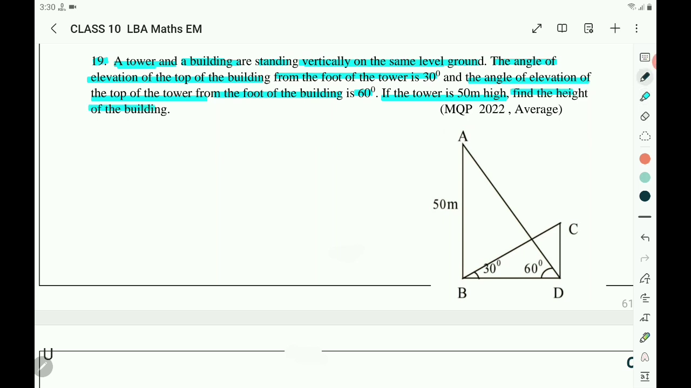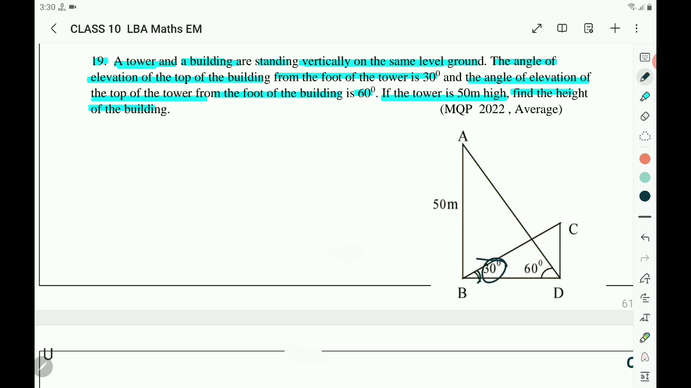Here a tower is given and a building is given. They are standing vertically on the ground. Angle of elevation of the top of the building. Here the building is CD. See the top of the building. Angle of elevation of the top of the building from the foot of the tower. B is the foot of the tower. From the foot of the tower, the top of the building is viewed. Then the angle of elevation is 30 degrees.